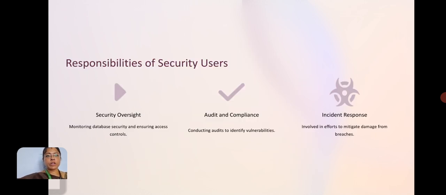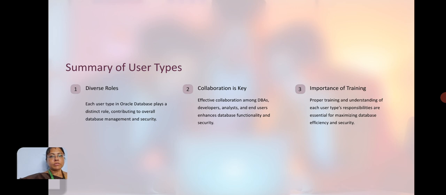What are the responsibilities of the security users? They are: one, security oversight; then audit and compliance; then incident response. These three are frequently done to maintain the responsibility of the security users. They monitor the database security and ensure the access controls frequently, they need to conduct audits to avoid vulnerabilities, and they need to investigate the damage from breaches.